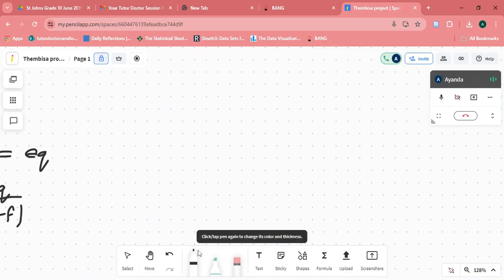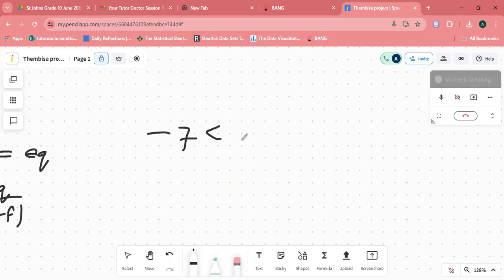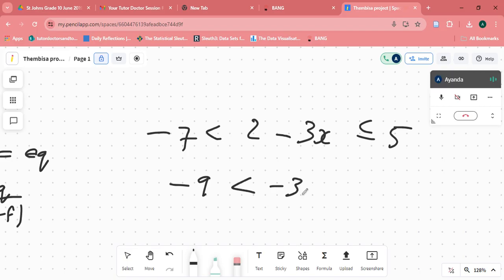Let's rewrite it on this side. We have negative 7, 2 minus 3x less than or equal to 5. There we go. We're going to subtract 2 to get negative 3x alone. So negative 7 minus 2 gives us negative 9, negative 3x. And by subtracting 2 from 5, we have 3.